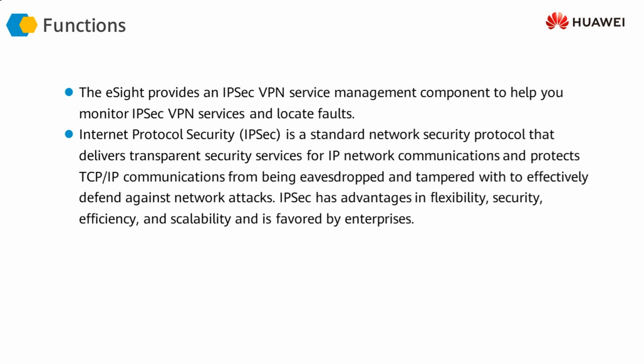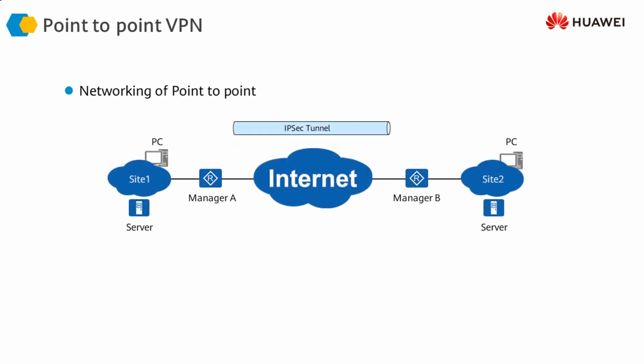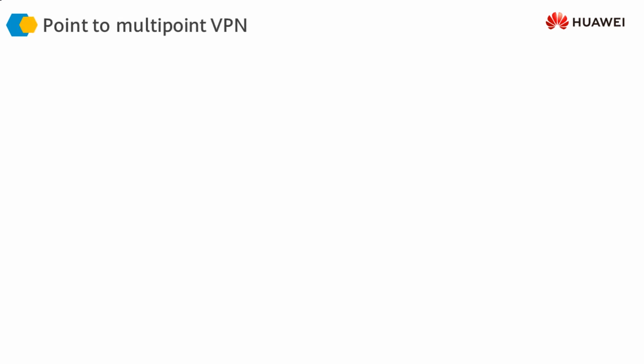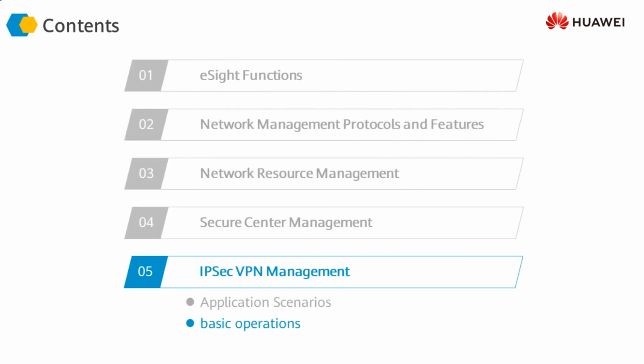As you understand the basic concepts of VPNs, there are two types of IPsec VPNs that we'll be dealing with here: the point-to-point VPNs and the point-to-multipoint VPNs. In the point-to-point or point-to-multipoint VPN, we have the IPsec tunnels between two or more nodes, two or more firewalls or devices, and we'll be using eSite NMS for managing those IPsec VPNs. We call this the IPsec service management on the eSite. Let's take a look at the basic operations.